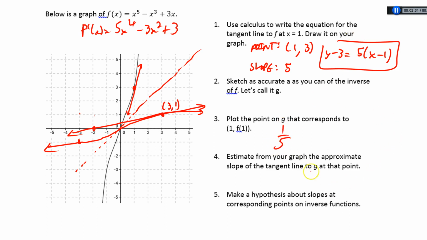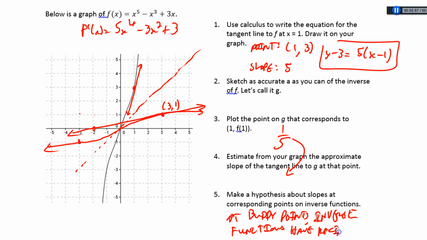Interesting. Slope up here is 5. This is 1/5. Maybe there's a relationship there. So, oh, sorry, that was down here. And now they want us to make a hypothesis. It looks like at buddy points, a function and its inverse, so inverse functions, have reciprocal slope. Recip slope. Cool.